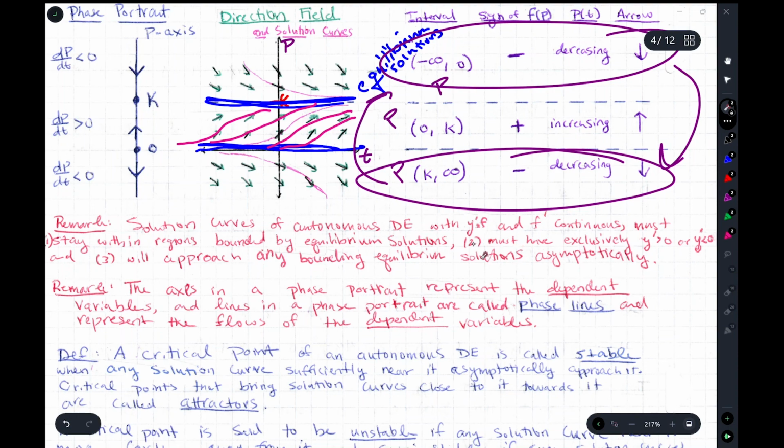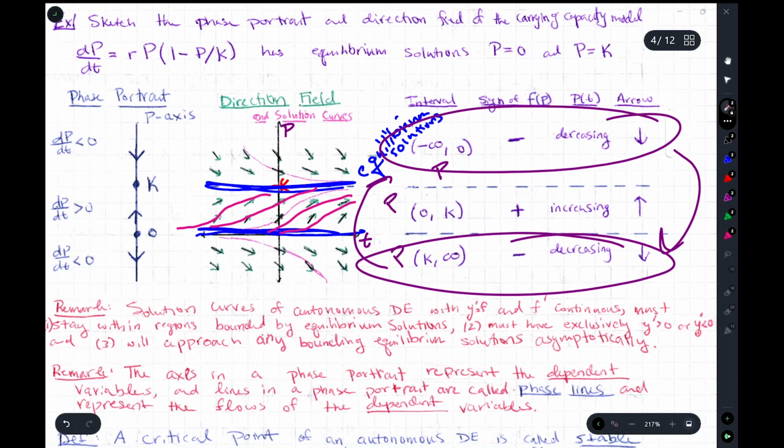Two, the solution curves must have exclusively y prime greater than 0 or y prime less than 0. Okay, so that's telling you that for autonomous differential equations, you can't get something like this. Okay, it can't loop up. It can't have a positive slope and a negative slope. Why? Well, to go from positive to negative, you've got to cross 0. And we just made the point in one that you're never going to cross equilibrium solutions because solutions are unique.